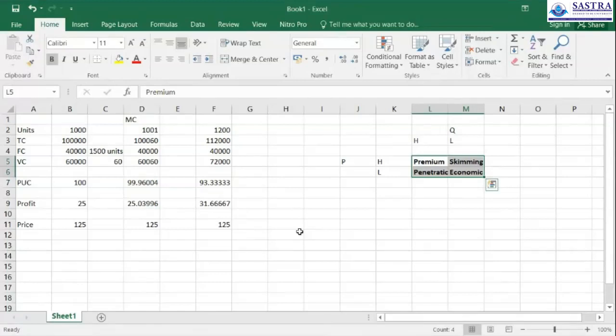And in skimming pricing, no close substitutes are available for the product. It is like a monopoly prevailing in the market. Whatever price is charged by the particular company, we don't have any other choice to buy the product. That we call skimming price.